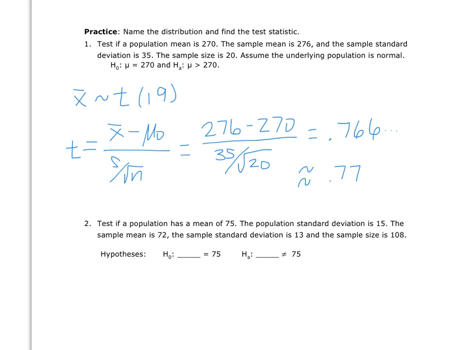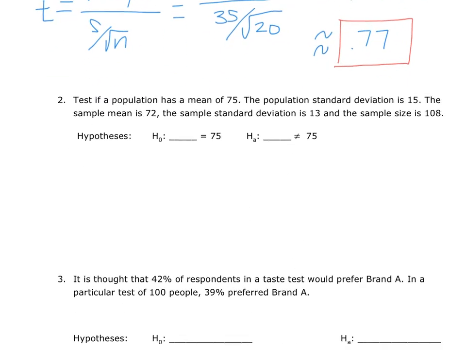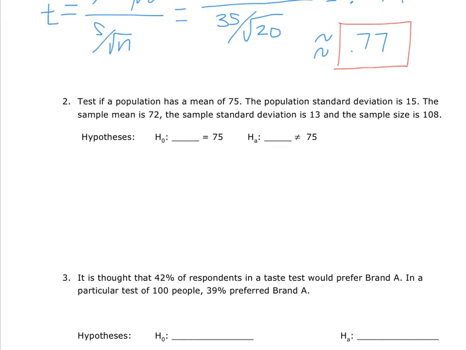We're just going to hold on to this value for now. We're going to use that value when we find the p-value in the third step. But for now, we're finished. We did what was asked. We found the distribution, and we calculated a test statistic. All right, let's try this other one.